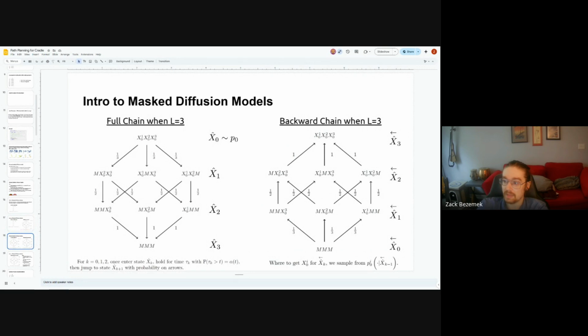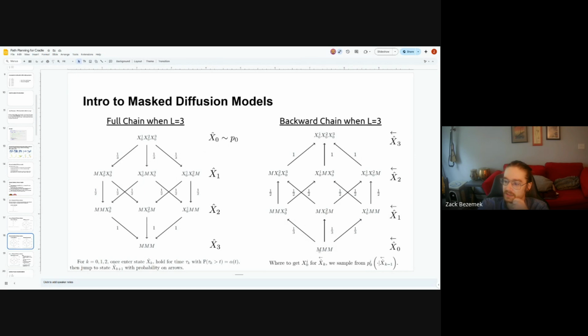Now, what's the backward chain look like in this setting? So for the backward chain, we're going to reverse those arrows, and we're going to start at all mask states. And now what we do is we select uniformly at random among the mask tokens which one we want to unmask. But now we're not starting at our data distribution. We want to recover our data distribution once we make those 3 jumps. So how do I select what token to infill, once I know which position I'm going to infill?